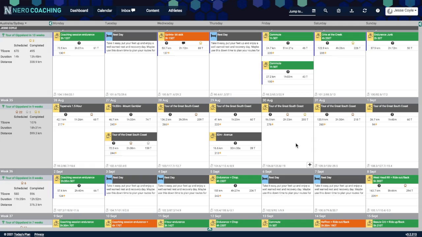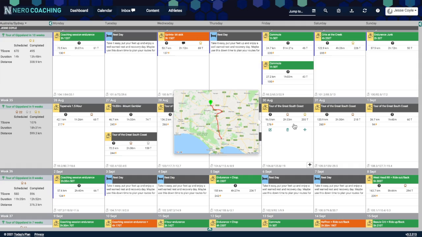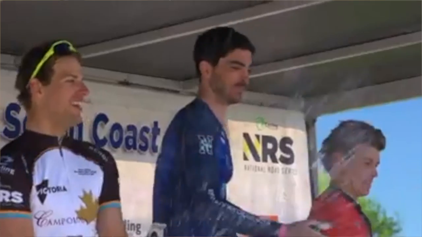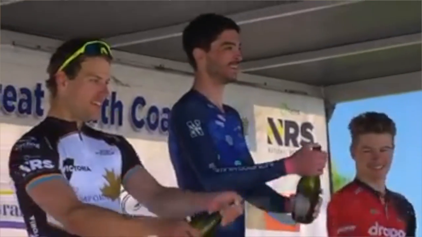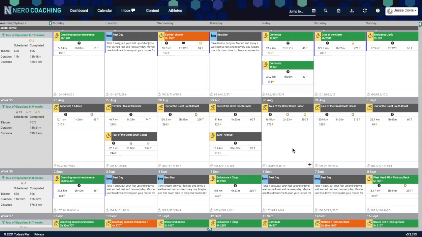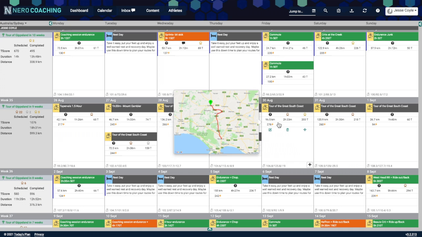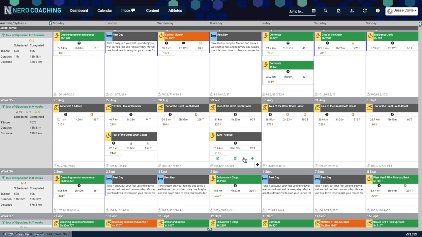The second date I have was in 2019 at the Tour of the Great South Coast, which was a stage I won. I know, a little self-indulgent, but I did feel really good on that day. So I'm interested to know what my TSB was going into that. The stage was halfway through the race, so I'm going to go to the previous day. It was this stage here on the Friday again. The TSB value after that stage was negative 8.9. So I was going in with a TSB value of negative 8.9.